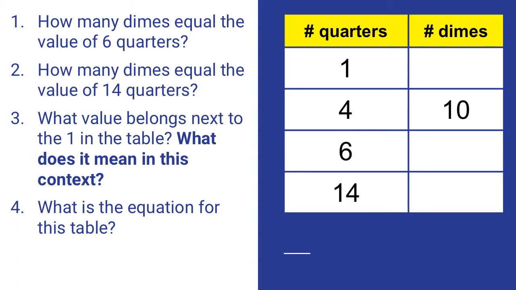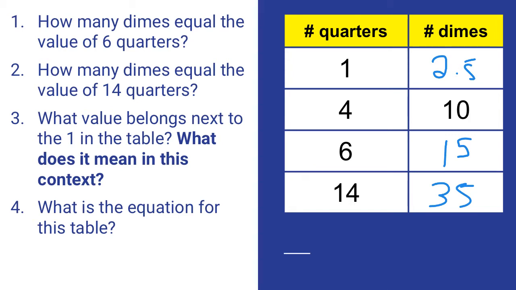Well, the number of dimes we get is 2.5. For 6, it would be 15. And for 14, it's 35. So, what is our equation?